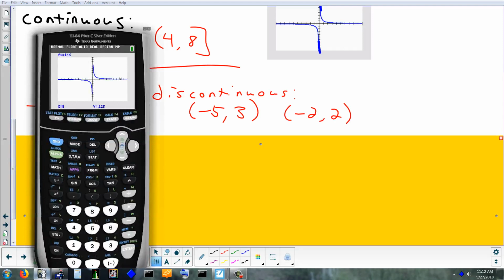So this graph isn't continuous everywhere, right? Because people gave me a couple of intervals that are discontinuous. But it is continuous in some spots, all right? So some spots it is, some spots it isn't.